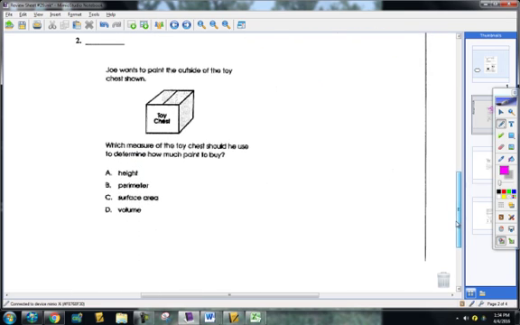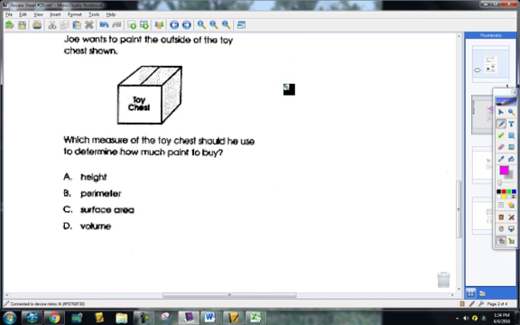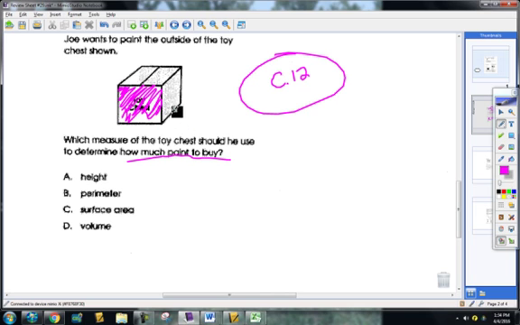Chapter 10. Okay, so this question right here, this is actually a future question, meaning not like LCM, but like it's chapter 12. So we'll be covering this stuff here in a few weeks. Okay, which measure of the toy chest should he use to determine how much paint to buy? Okay, so would he just need to figure out the height of this box? We need to figure out the perimeter of the box. We need to figure out the surface area or the volume. Well, think about it. If he's going to paint this toy chest, wouldn't you agree that he's going to paint that side, he's going to paint that side, he's going to paint the top.